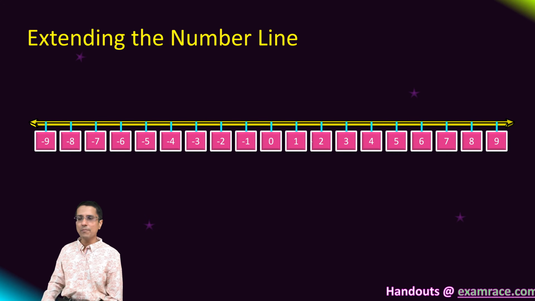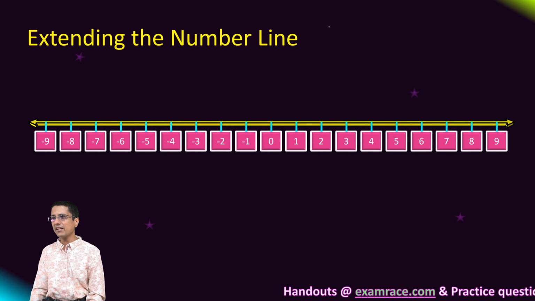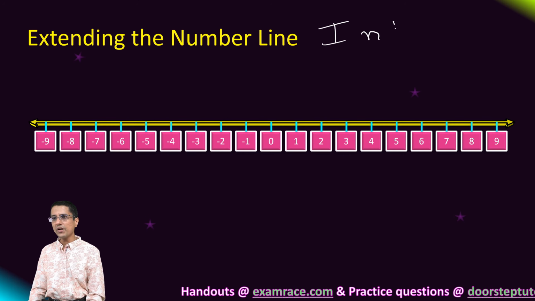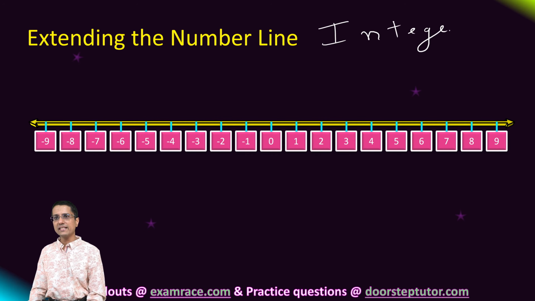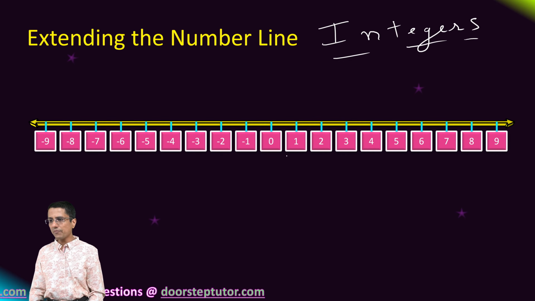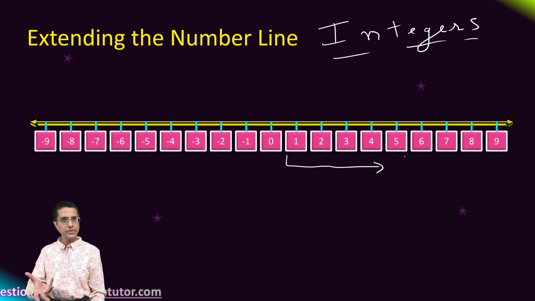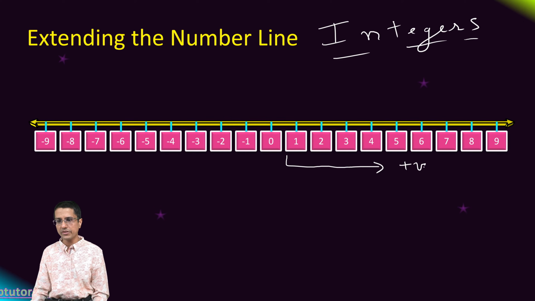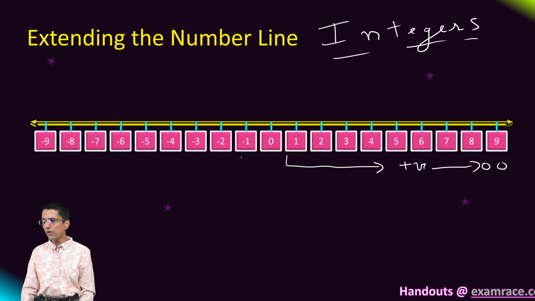This extended number line is known as the number line of integers. So what are integers? Integers consist of 3 parts. They consist of all the positive numbers. We know that they are the natural numbers, so they are all positive, and of course they go on till infinity. They consist of all these negative numbers.